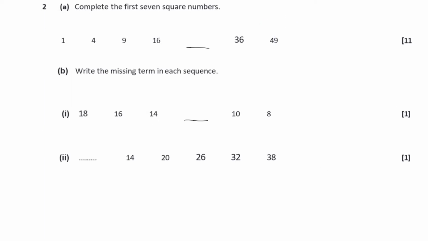Question 2, part A, complete the first 7 square numbers. So we've got 1, which is 1 squared, 2 squared is 4, 3 squared is 9, 4 squared is 16. So the one missing there is 5 squared, isn't it? It's 25.